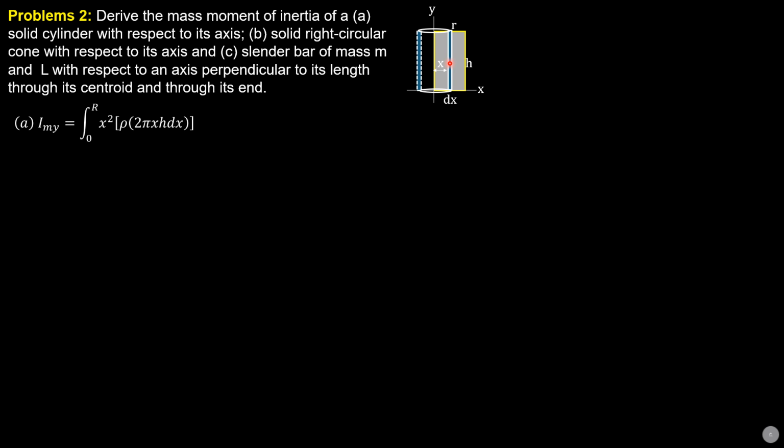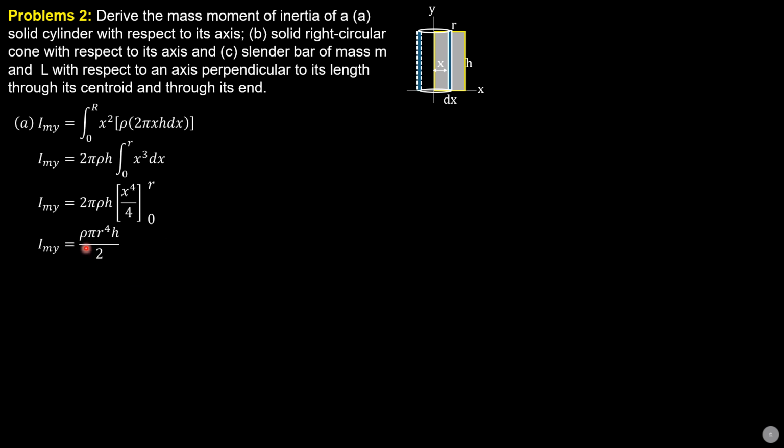And the distance traveled by the centroid is 2 pi times the radius of revolution, which is x. So factoring out 2 pi rho times h, then we have the integral of x cubed dx. It's easy to evaluate the integral. It is x to the fourth over 4. So IMY equals 2 pi rho h integral of x cubed dx. So that's 2 pi rho h x to the fourth over 4 from 0 to r. Substituting, then it is pi rho h r to the fourth over 2.